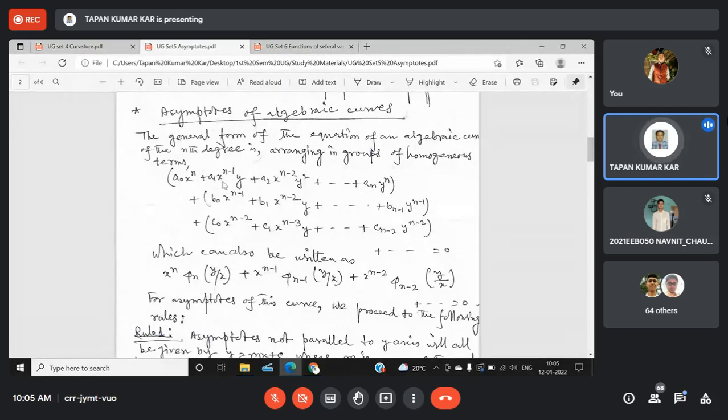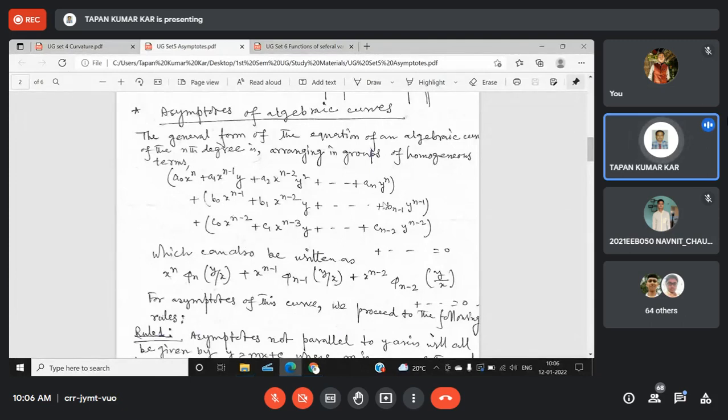In the first group, if you take x to the power n as common, then you will get x to the power n outside the group, and next a naught, a1 y by x, a2 y square by x square, and the last term an y by x whole to the power n. So it is a function of y by x. It is written x to the power n phi n y by x.